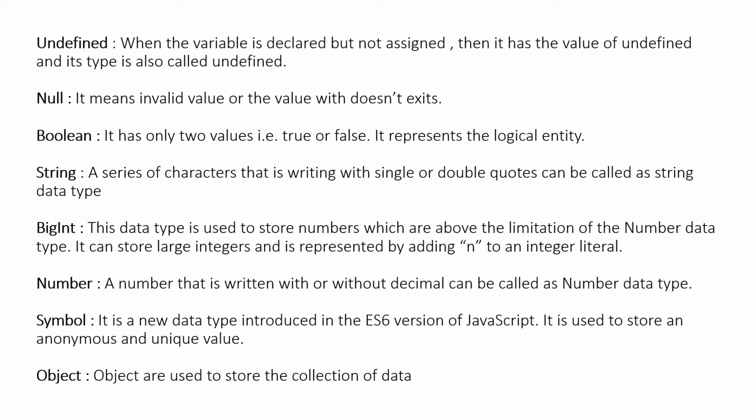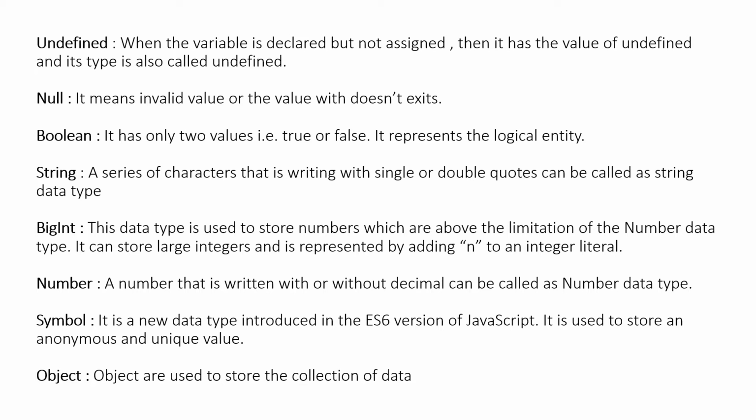So the next one is number. A number that is written with or without a decimal can be called a number data type. Number is like a normal number which you write, for example, a is equal to 10. So a will be which type? Yeah, correct, number type.